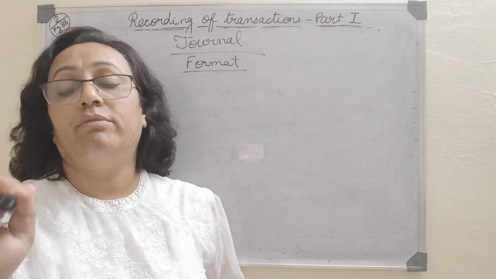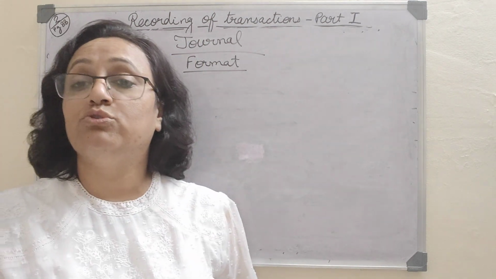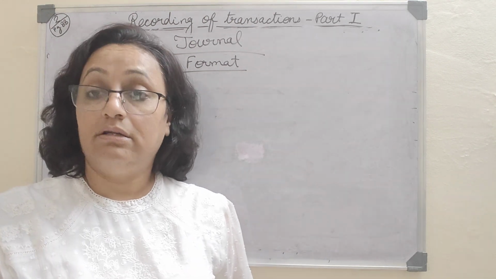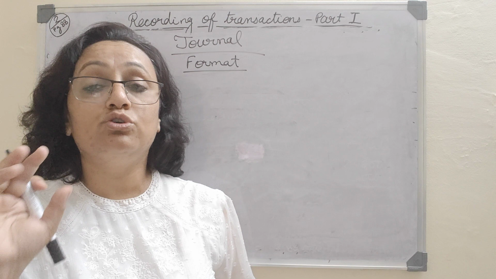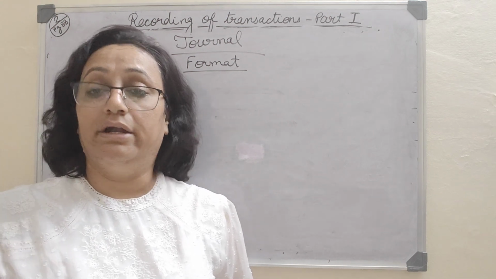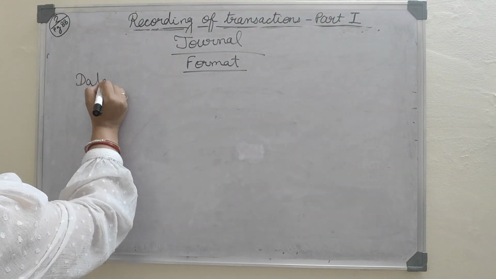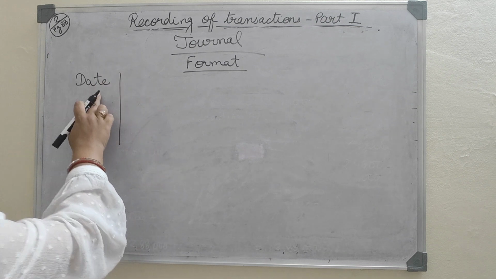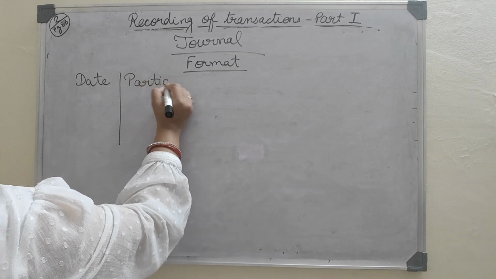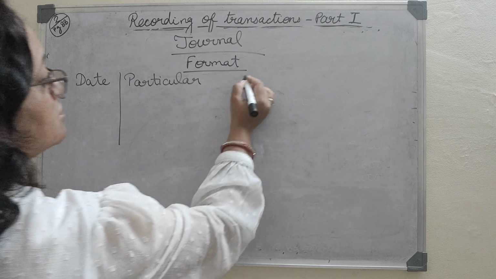Each part of this format is very important. I cannot use a ruler over here on the board, but you should always use a pencil and ruler to draw the lines neatly, right? They should very clearly indicate what column shows which particular head. Okay, so the first column over here is date. We write the date of transaction which is given in the question. Then comes the particular. Particular tells about the detail of the transaction.